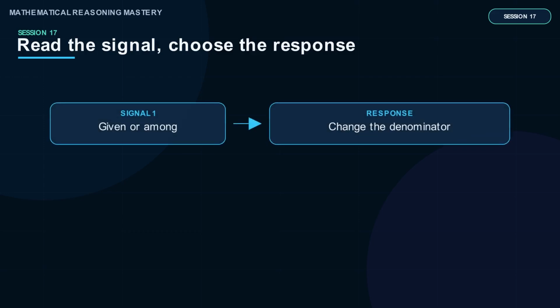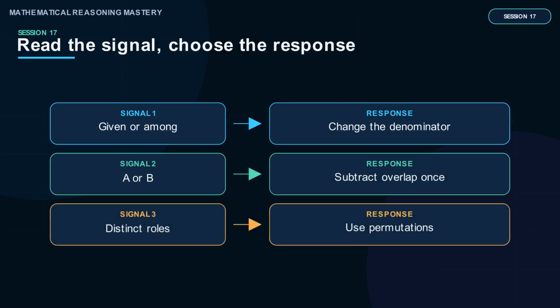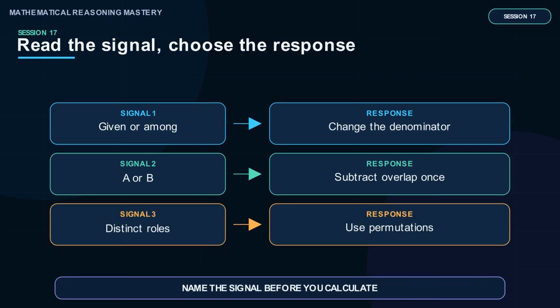Signal 1 is "given" or "among." Respond by remembering to change the denominator, and name the response before calculating. Signal 2 is "A or B." In that case, subtract overlap once. The form tells you which tool fits. Signal 3 is distinct roles. Remember, use permutations. This separates plausible work from valid reasoning. If you cannot name the signal, pause and classify. A deliberate choice of method is usually faster than repairing a rushed setup.